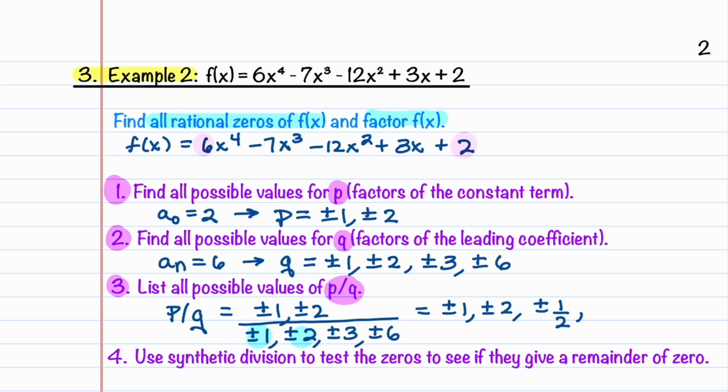Now let's go ahead and divide by plus or minus 3. This gives us plus or minus 1/3, plus or minus 2/3. And then we're running out of room here, so we'll have to squish our next one in. Now we're going to divide by plus or minus 6. And that gives us plus or minus 1/6, and then plus or minus 2/6. But if we reduce that, we get plus or minus 1/3, which we already have. So we're done. That is our complete list.